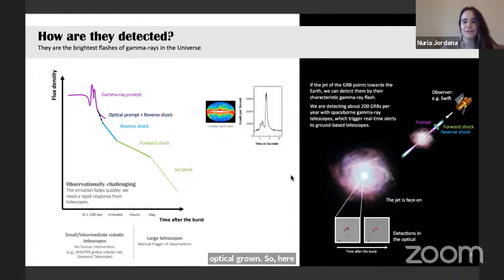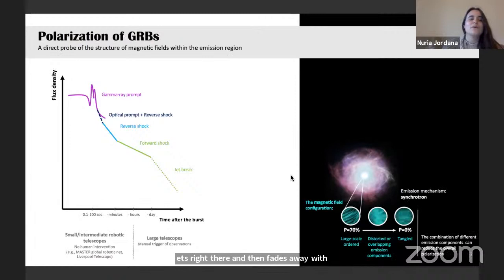Here on the bottom right, you can see a case of a GRB detected. It's a point-like source that gets brighter and then fades away. With polarization, we have an extra dimension of information, and it's also a probe of the structure of the magnetic fields in the emitting region.